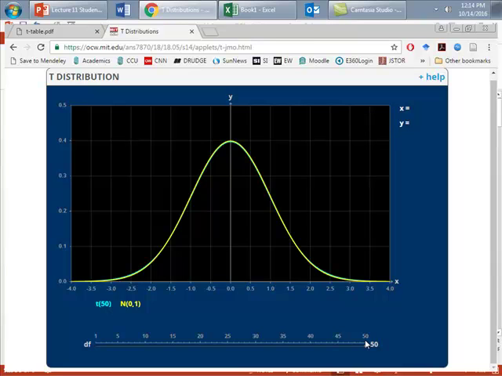So as our n increases, the student's t-distribution becomes more like a normal distribution. And at a certain point, they actually converge. They are identically overlapping.